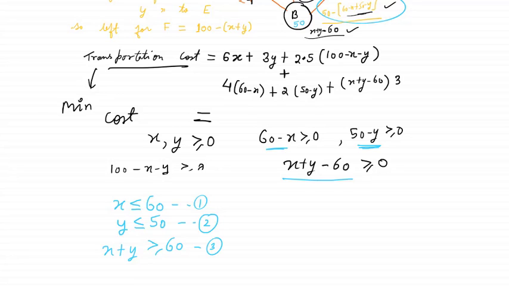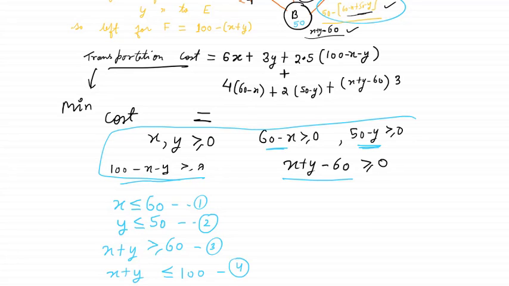And then we have the other equation, 100 minus x minus y is greater than or equal to 0, which I can write as x plus y less than or equal to 100. So all these 4 equations I have done here, and also x and y are greater than or equal to 0. So these are subject to constraints. These are our constraints.